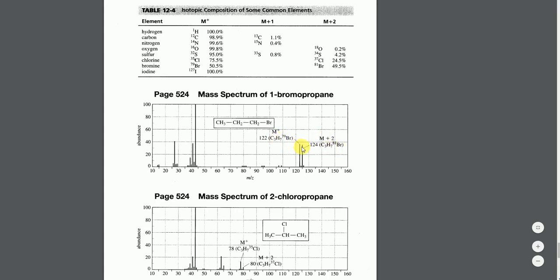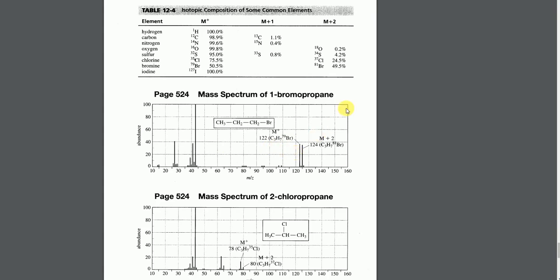And since they're both about 50%, 50%, we're going to see these almost equivalently sized peaks, right? Because we have equal intensity, equal abundance of them both, since they're both 50% as likely. So it's very simple to understand.